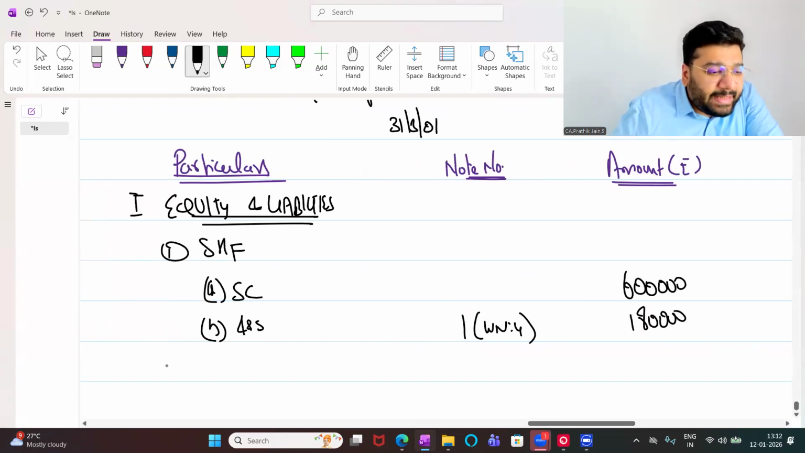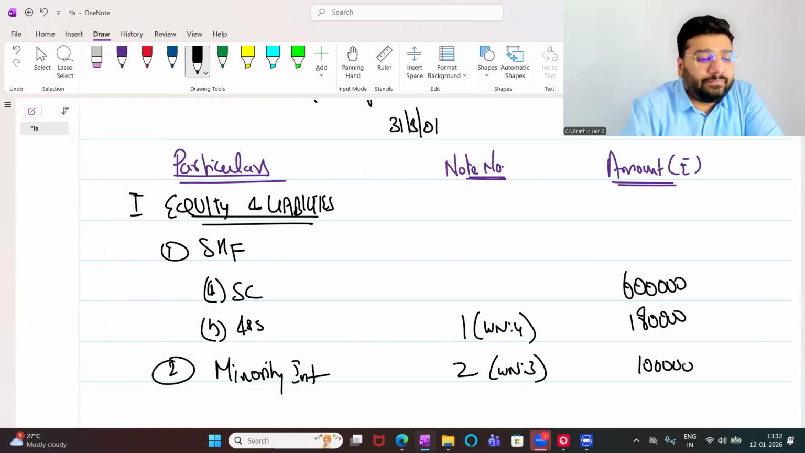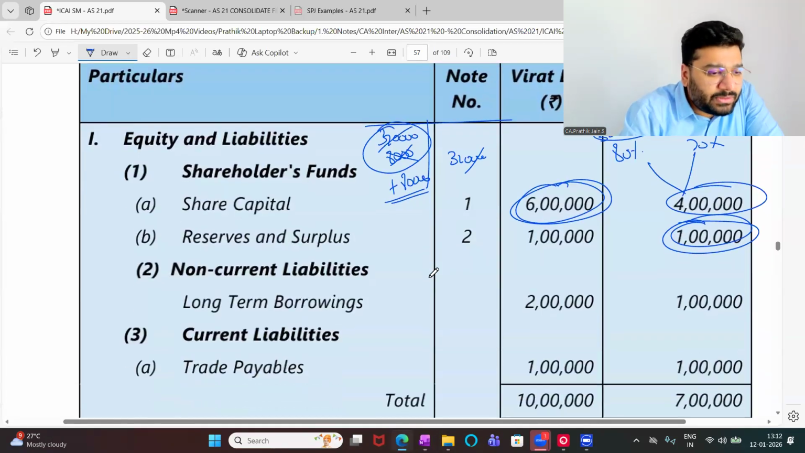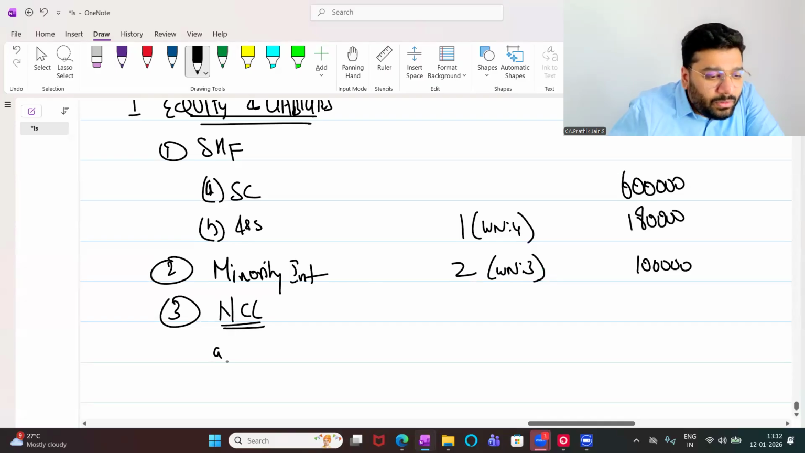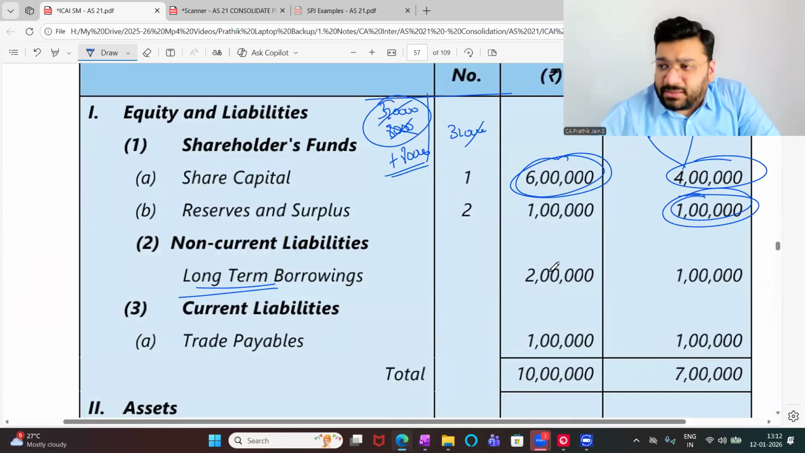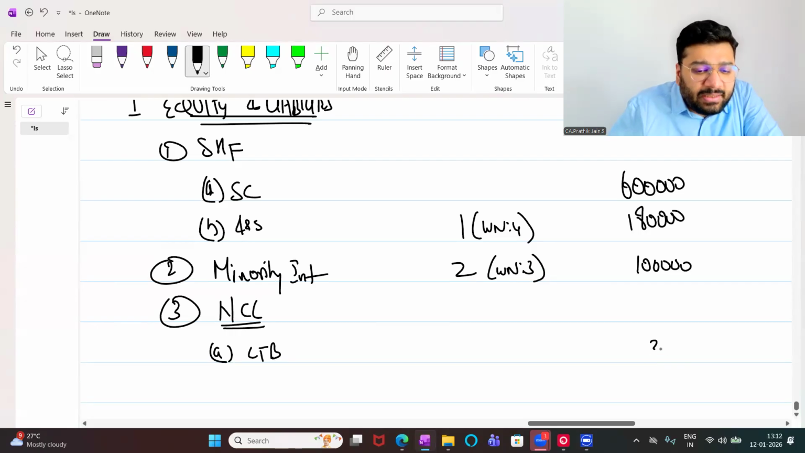Then minority interest is the second part. 2, minority interest. This is note 2, but as per our thing, it is working note number 3. How much is it? Just copy paste the data. 1 lakh rupees. Very good. Third, non-current liability. Is there any current liability? Yes. So first do non-current liability. Under that, long-term borrowing. With this long-term borrowing, if there is anything else to add and minus, then you can do a note. Otherwise, you can just add these both directly. 2 lakh plus 1 lakh, how much is it? 3 lakh.